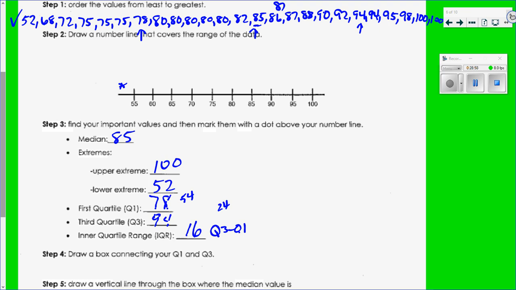Okay? Then I take the 24 and I add it to 94. That gives me 118. Do I have a number bigger than 118? No, so I don't have any outliers on the upper side of my data set.